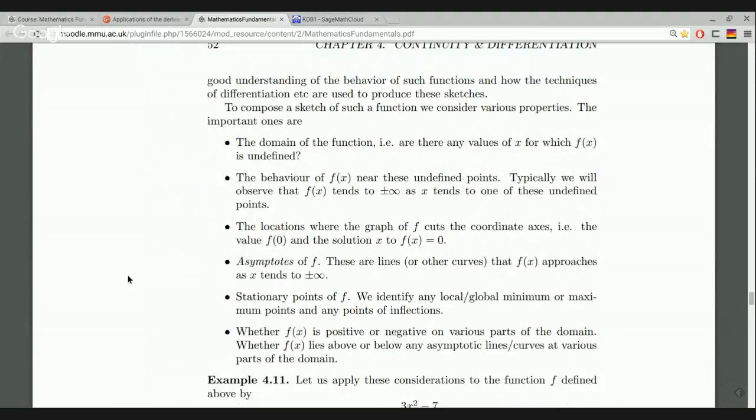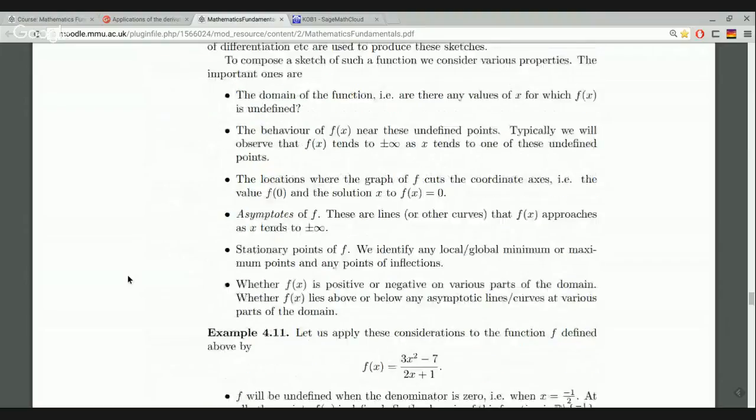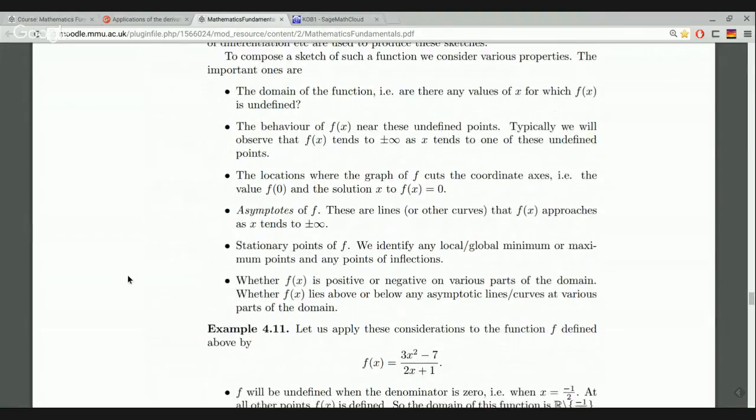So the second point, you want to appreciate how the function is behaving when you get close to those undefined points. And the function may have different behavior as you approach them from the left or from the right. We'll want to know where the function cuts the axes. So is the graph of the function crossing either the horizontal or the vertical axis, and if so, where?